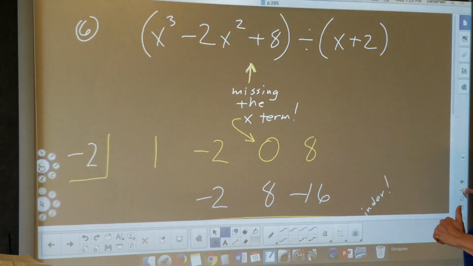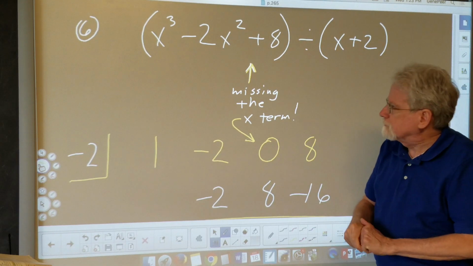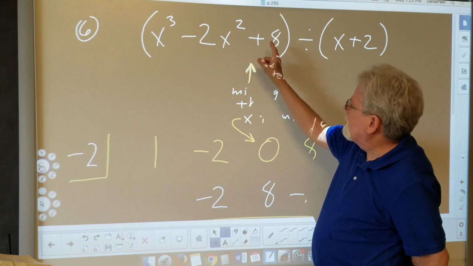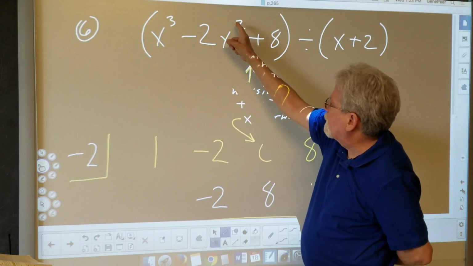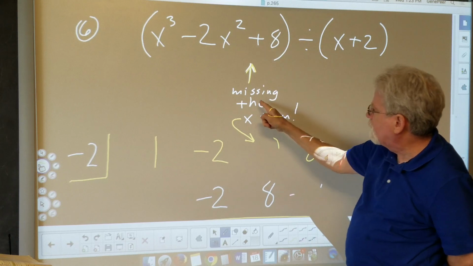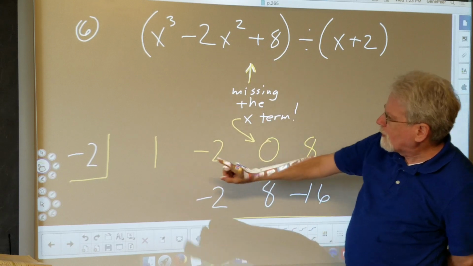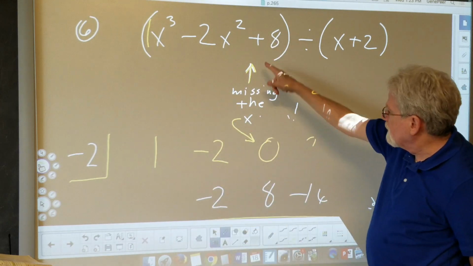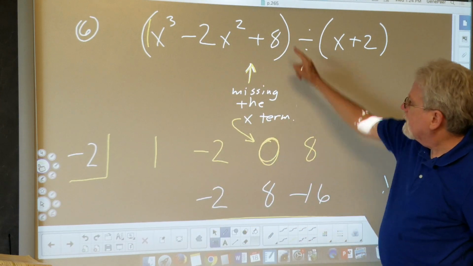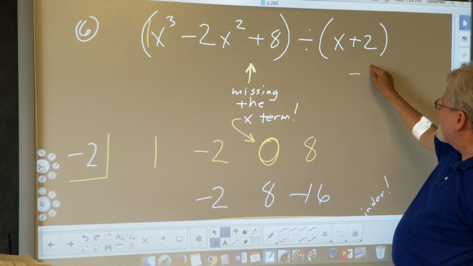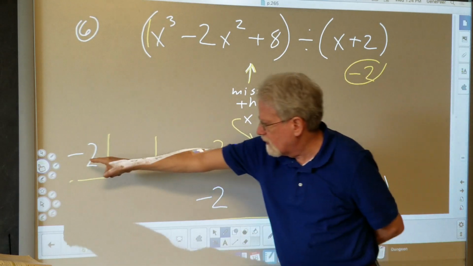Let's see, continuing. Number 6. What was that? Number 6. Notice here, please, we've got the x to the third, x to the second. Where's x to the first? There is no x to the first term. We have a missing term. So when we bring down the coefficients, bring down your 1, your -2, your missing term of 0, and then your 8. We're dividing by x plus 2, so I'm going to put a -2 in the box.